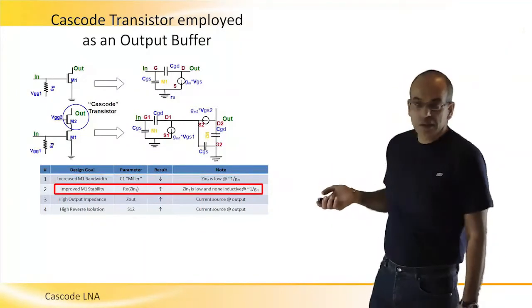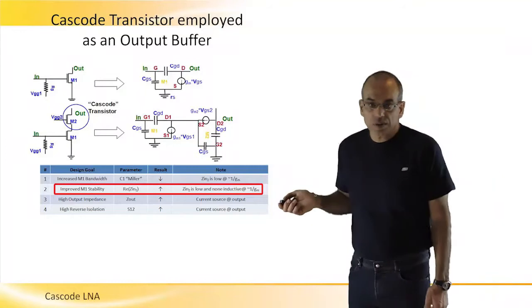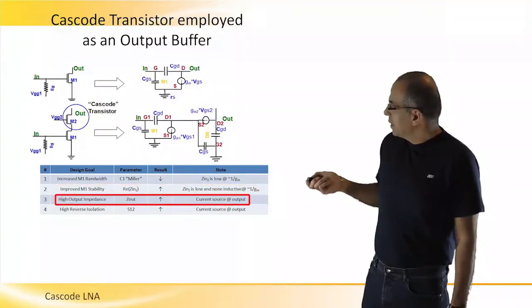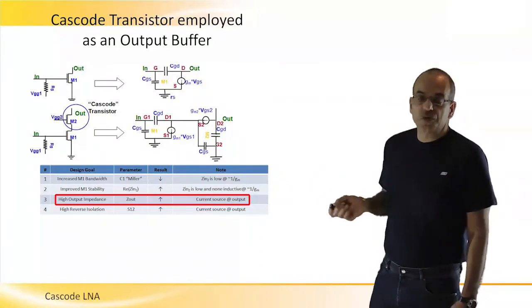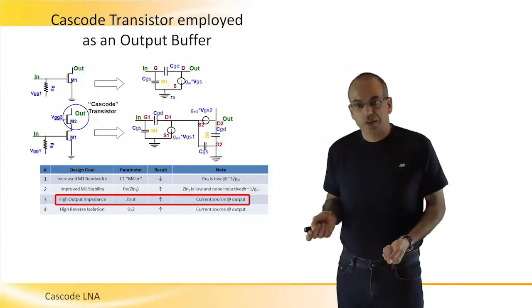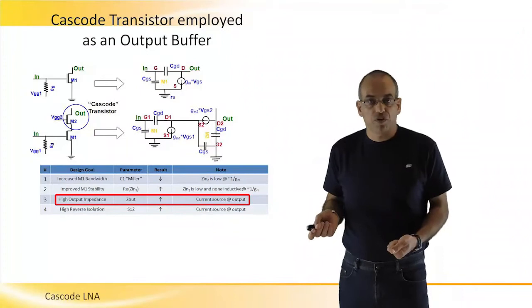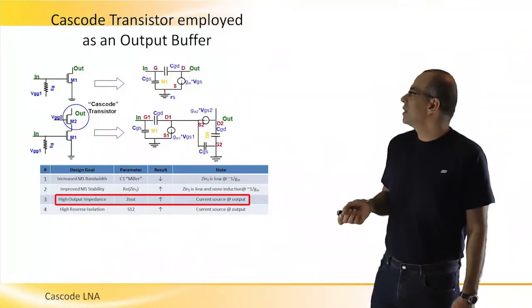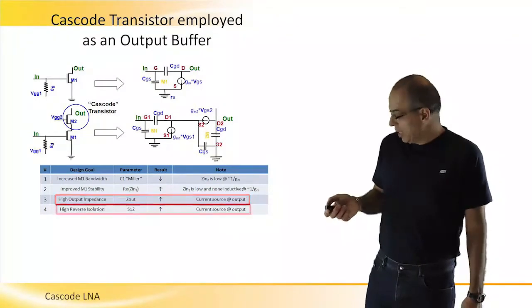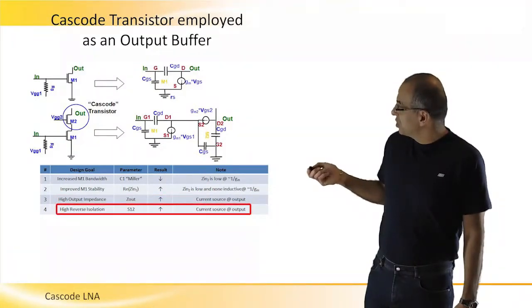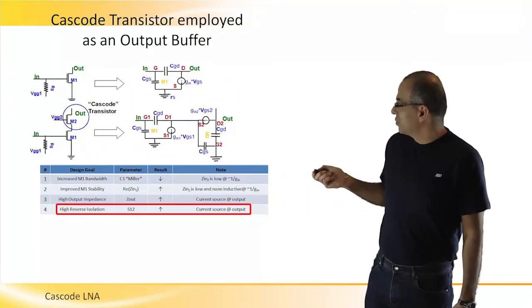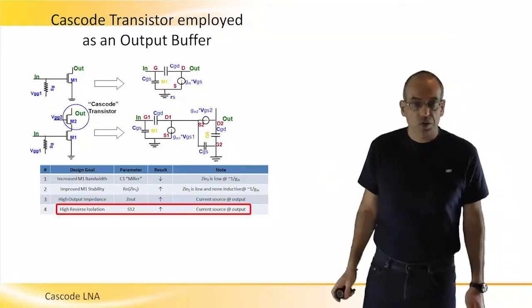We will show later on how this topology improves also the bandwidth of the circuit, how it improves the stability that was an issue with the common source, and also how it improves the output impedance of the amplifier, which was also not high enough in a common source topology. And as we can see here, and was just mentioned, the isolation between input and output improves, because now we don't have just a capacitor, but really a high impedance current source between input and output.